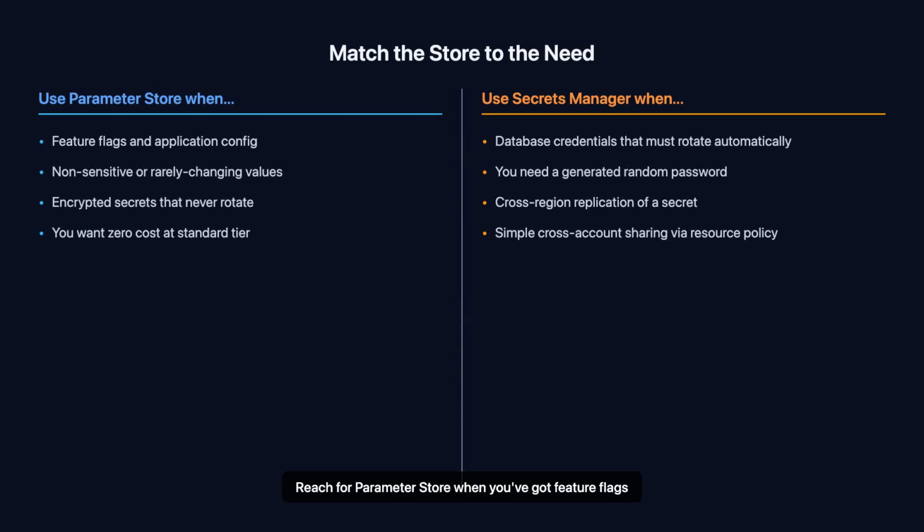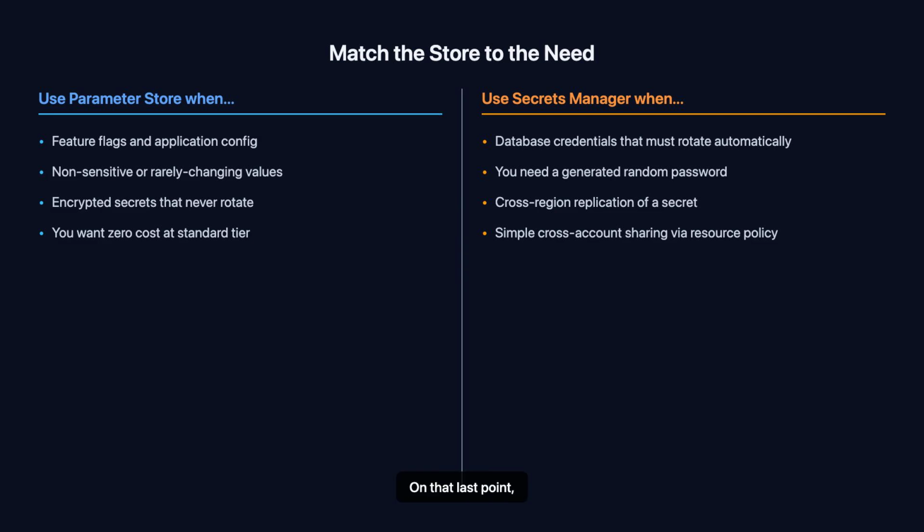Reach for Parameter Store when you've got feature flags and application config, non-sensitive or rarely changing values, or encrypted secrets that never rotate, and you want zero cost at the standard tier. Reach for Secrets Manager when you have database credentials that must rotate automatically, when you need a generated random password, when you need to replicate a secret across regions, or when you need simple cross-account sharing through a resource policy.